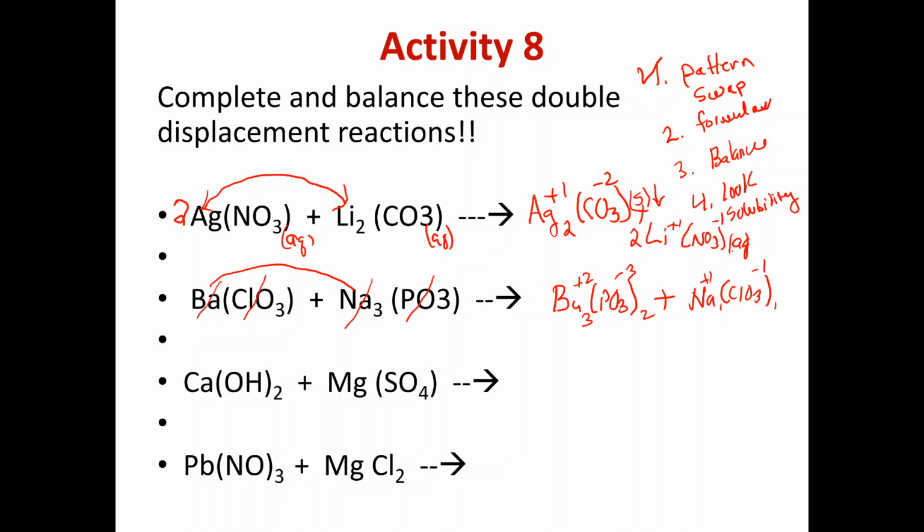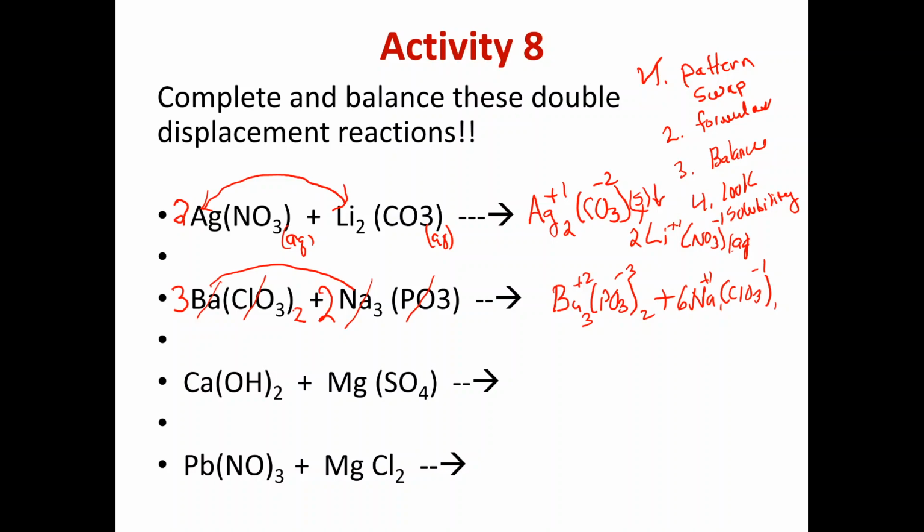Okay, let's balance this sucker. Barium's way off, so I'll put a 3 here. Okay, phosphite needs a 2. Sodium, oh wow, I got a lot of stuff screwed up. And by the way, I also gave you the wrong information. There should have been a 2 there. So I have 3 bariums, that's good. 2 phosphates, that's good. But now I have 6 sodiums and I have 6 chlorites, so I need to put a 6 here. Okay, cool. Sorry about giving you the wrong information on the reactant side.